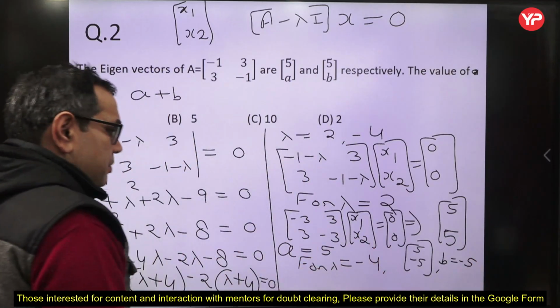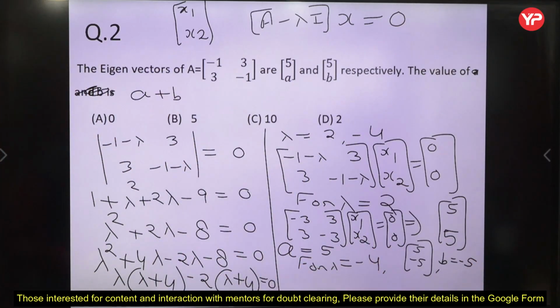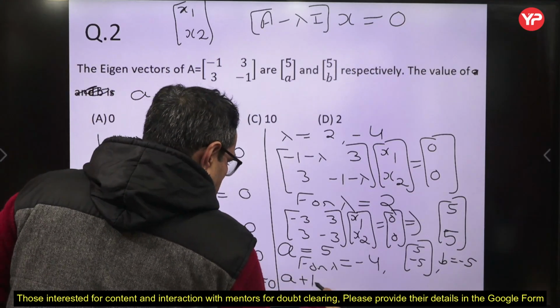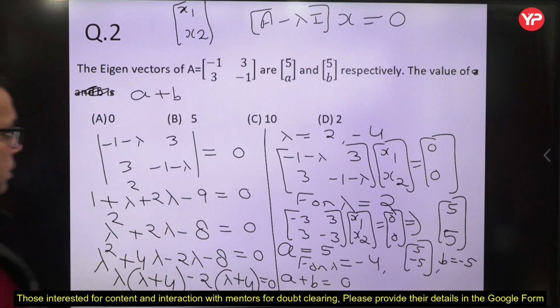So what is a plus b? 5 minus 5 is equal to 0. So this will be the right answer. You can write a plus b is equal to 0 as the answer. So computation of eigenvalues, computation of eigenvector, the relationship, all these are important for your exam. You have to revise.